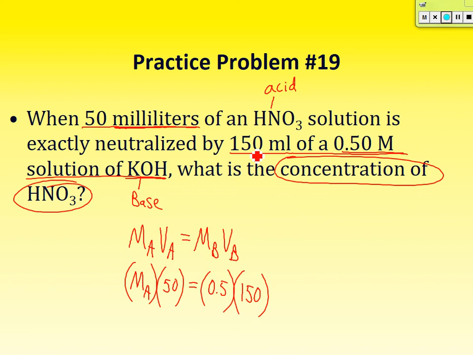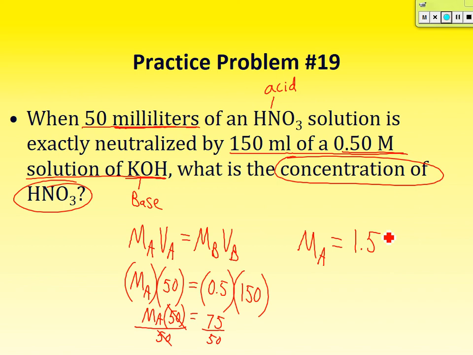Okay, what should we do to solve this? Let's do 0.5 times 150. What is that? Isn't it 75? Okay, so MA times 50 is equal to 75. How do I get MA by itself? Divide by 50, both sides. It cancels out there. And so MA, the molarity of this acid, would be 75 divided by 50. Did you guys get 1.5? Yeah. Okay. 1.5, what should I write though?